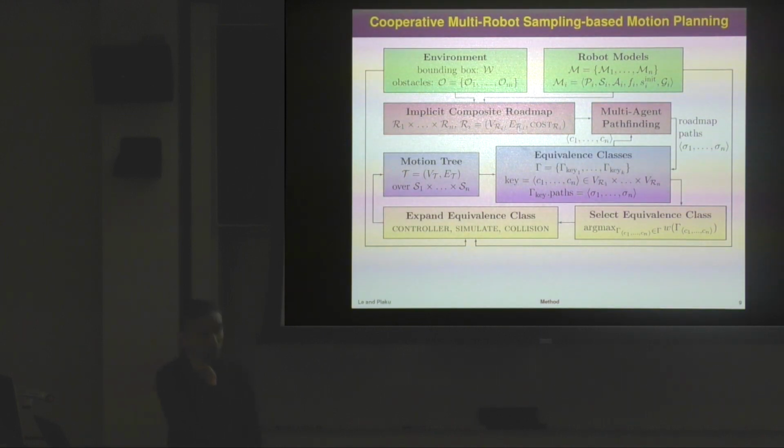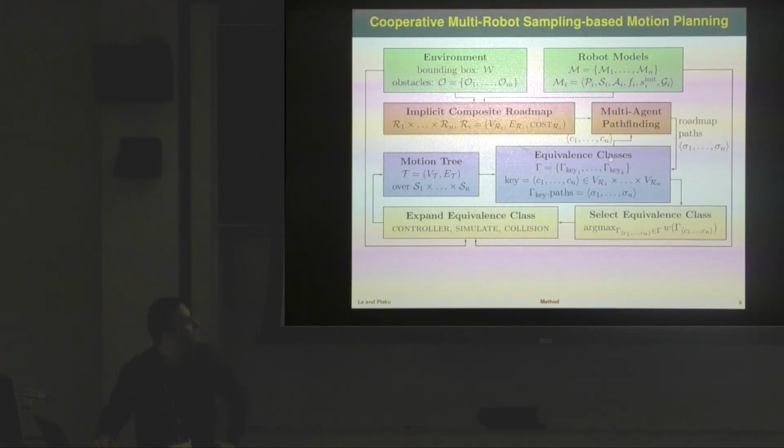This is the framework, the schema for the proposed approach. I want you to focus a little bit in here. This is the discrete abstraction layer, which is a graph. It's a composite roadmap, and this roadmap is passed to multi-agent pathfinding to find paths that ignore the underlying dynamics of the vehicle. So just focus on this discrete abstraction. These paths now serve as guides to expand this motion tree that is expanded in the continuous state space, taking into account the underlying dynamics of the vehicles.